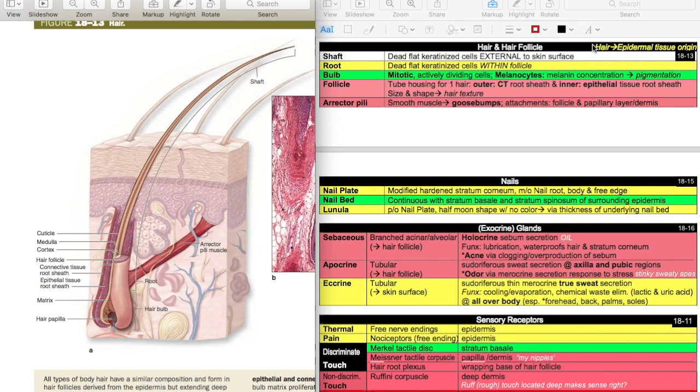A little note in this table in the upper right corner is that as far as the origin of the hair, it's an epidermal tissue origin. Okay, it's in the note, so it's fair game. Just wanted to mention that.